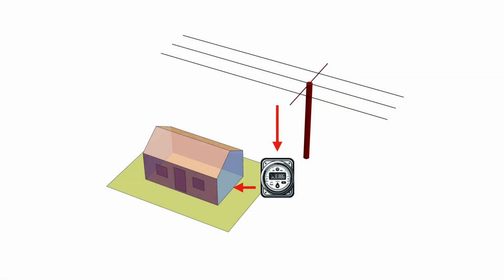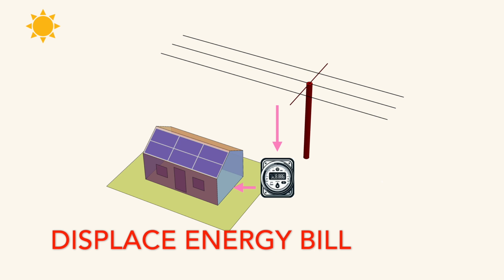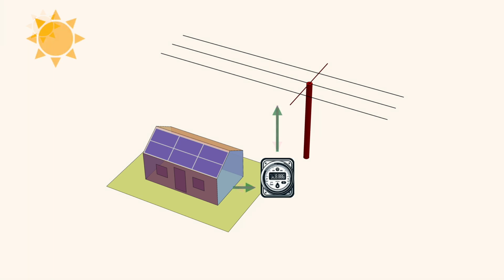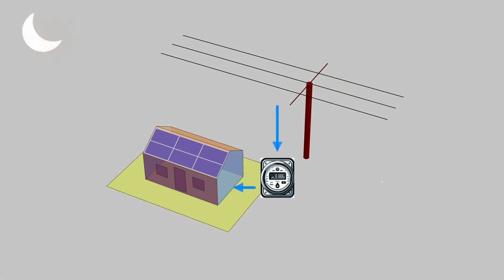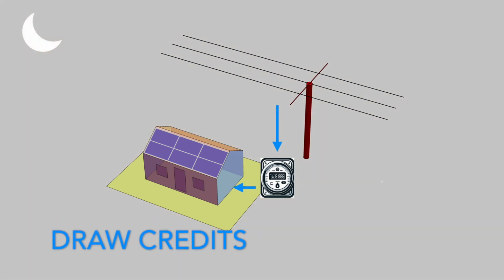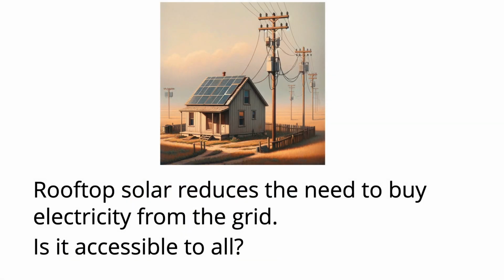When a standard customer decides to install rooftop solar, with net metering, he may first displace his electricity bill. When the solar panels produce more electricity than the building needs, the excess is sent back to the grid, and the customer may receive credits from the utility company. These credits can offset the bill of the electricity consumed from the grid at night or when the solar system isn't generating enough power. Rooftop solar reduces the need to buy electricity from the grid. However, is it accessible to all?